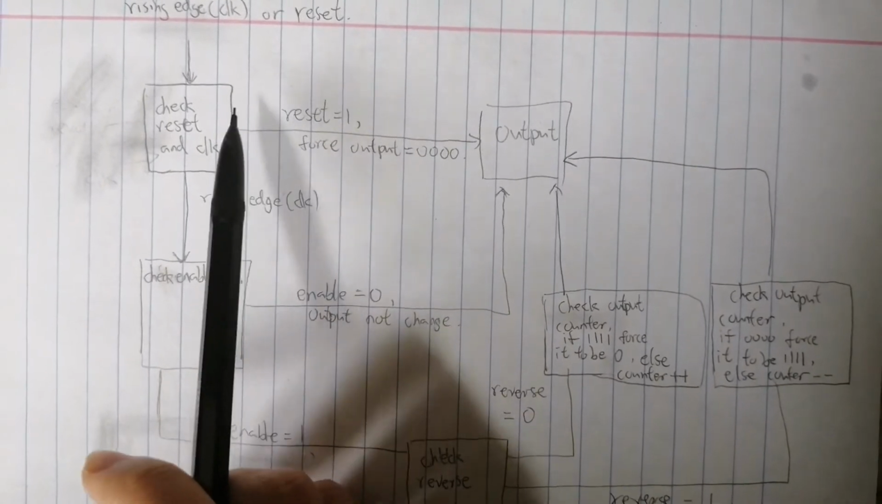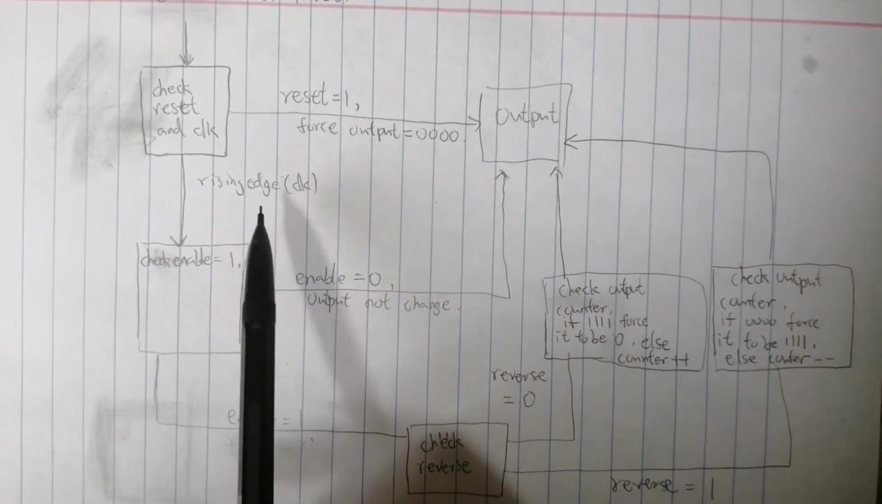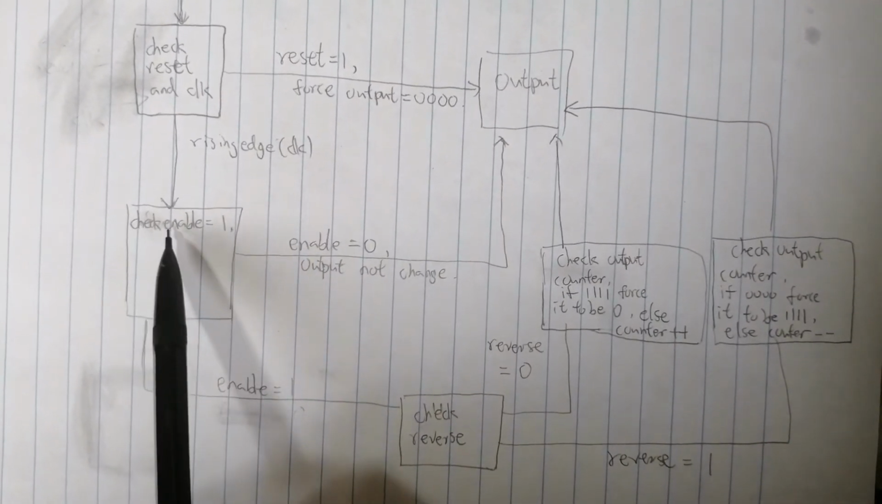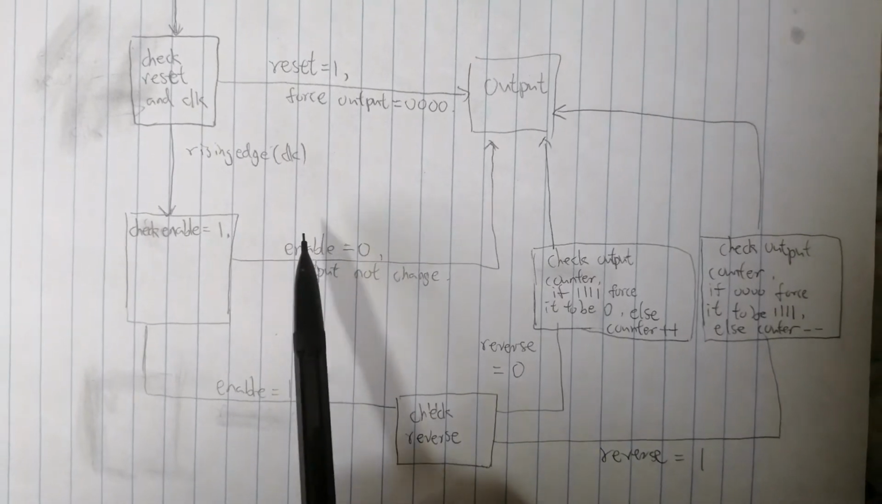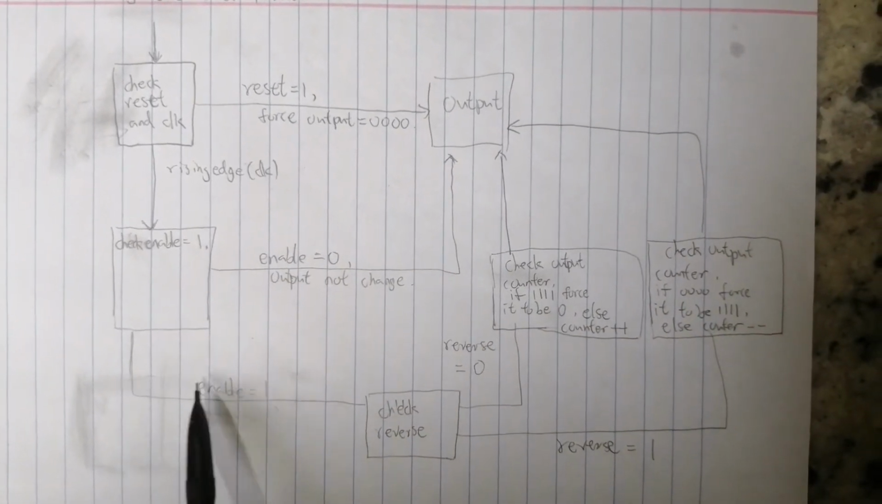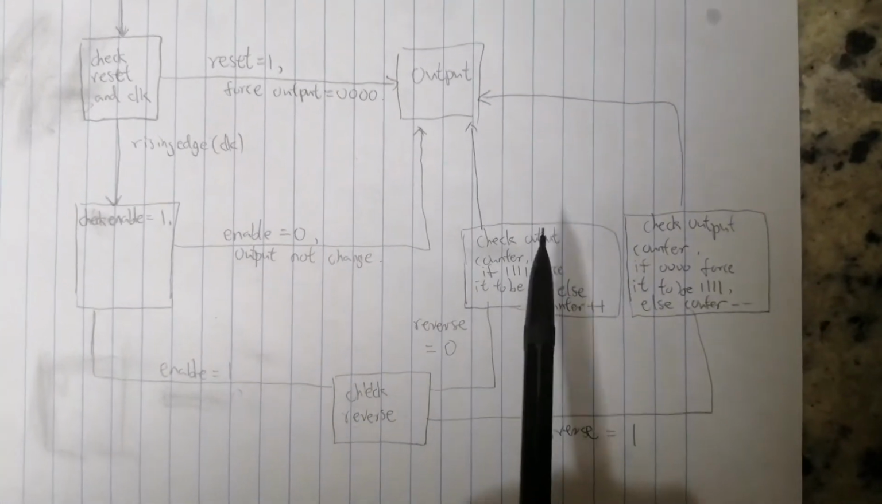If reset is not equal to 1, it's equal to 0, and rising edge is equal to 1, then I have to check enable. If enable is equal to 0, that means I'm not changing my output, so output not changed. If enable is equal to 1, then I have to check reverse. If reverse equal to 0, it means it's counting up.